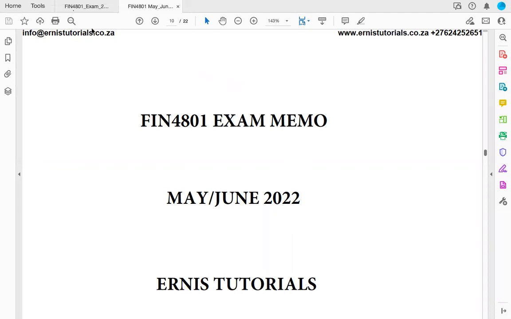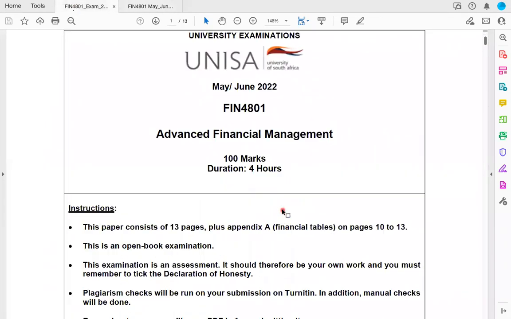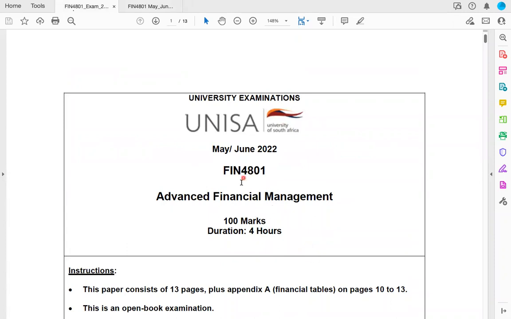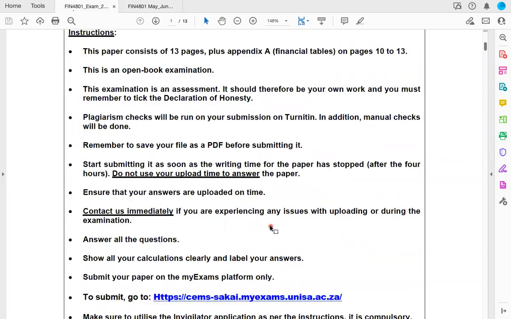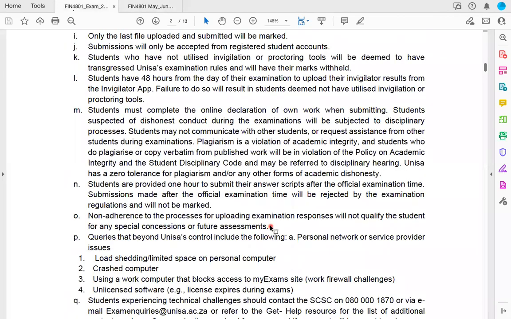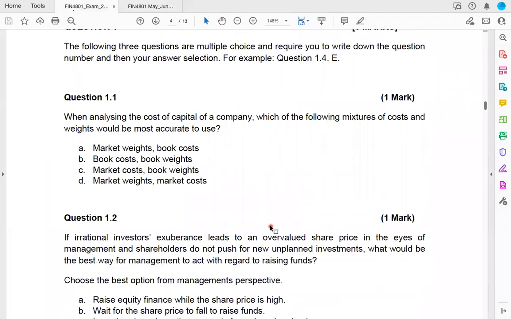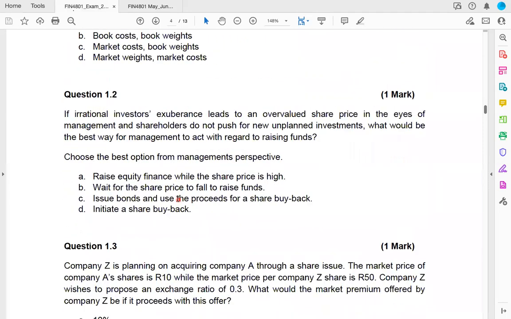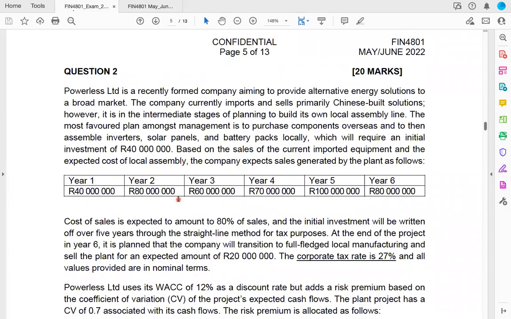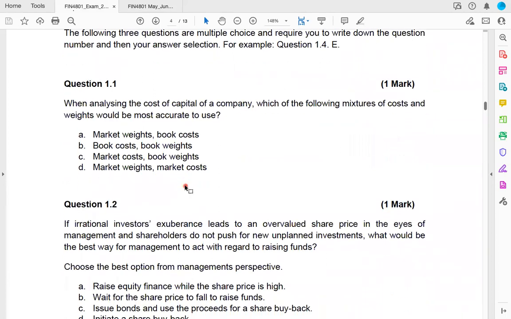So the May-June 2022 paper was a 4-hour paper. That's very long, so you need to be prepared for that. Most papers for other modules are usually 3 hours, but this is a 4-hour paper, so it makes it longer than the average paper. It requires a lot of concentration. Usually you'll have the first question consisting of some MCQ questions. It could be 4 or 5 questions. In this particular paper, it was 3 MCQ questions, just taking you through some theory.